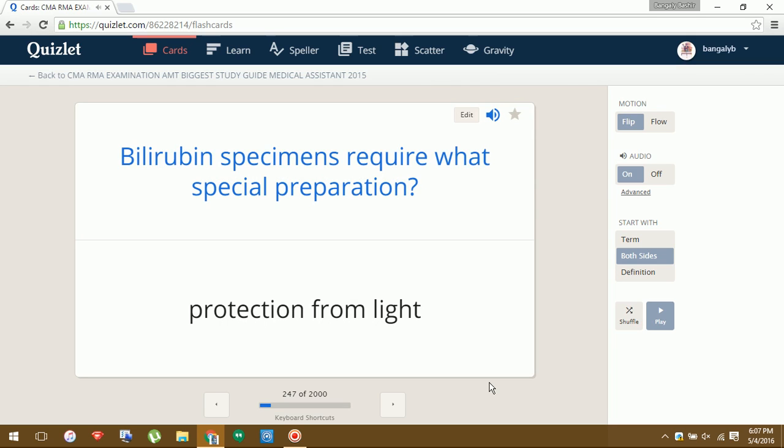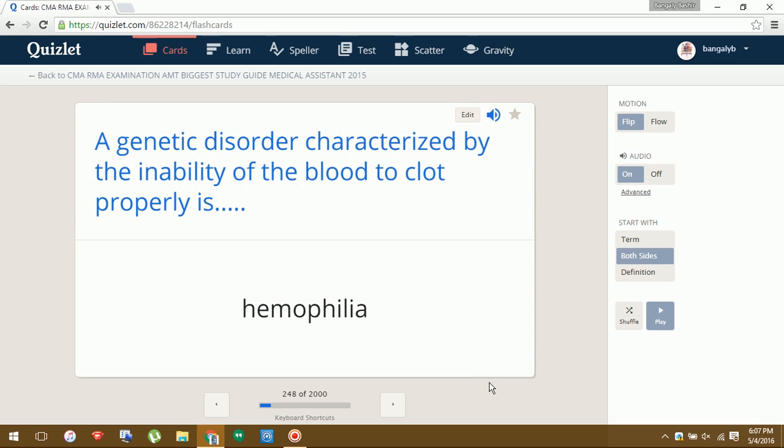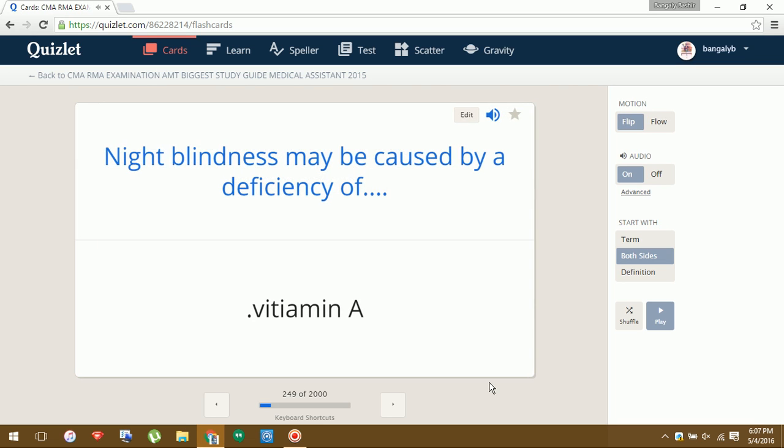Bilirubin specimens require what special preparation? Protection from light. A genetic disorder characterized by the inability of the blood to clot properly is hemophilia. Night blindness may be caused by a deficiency of vitamin A.